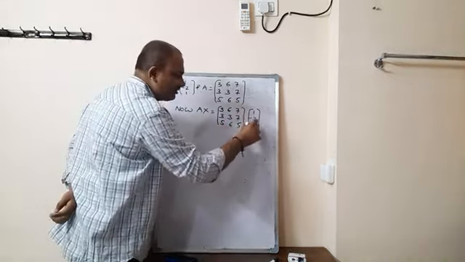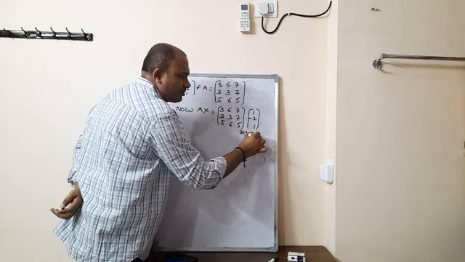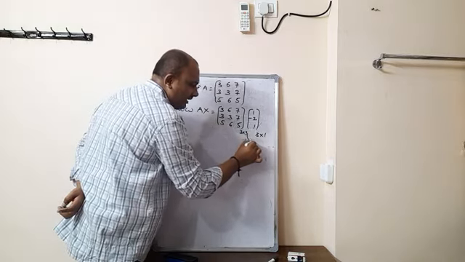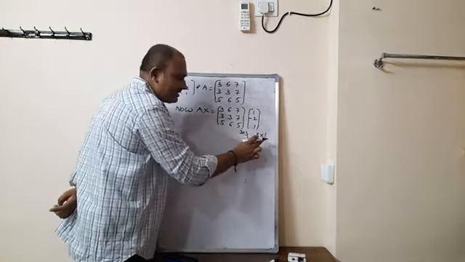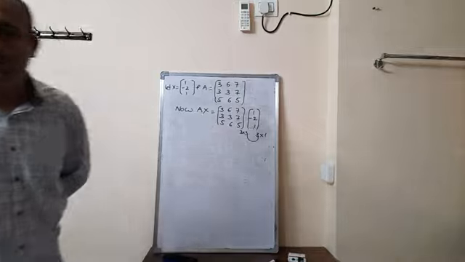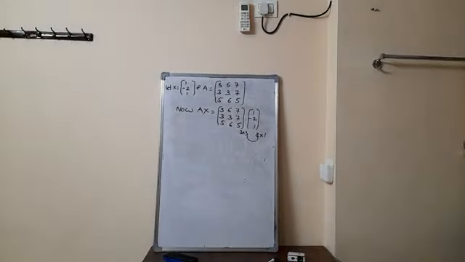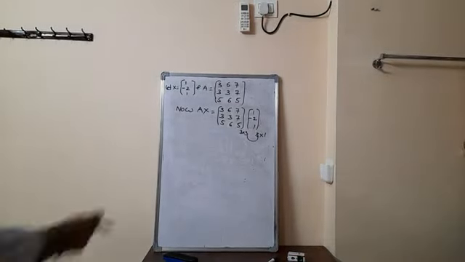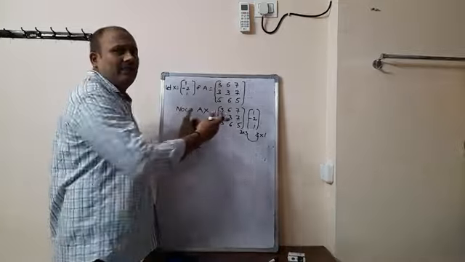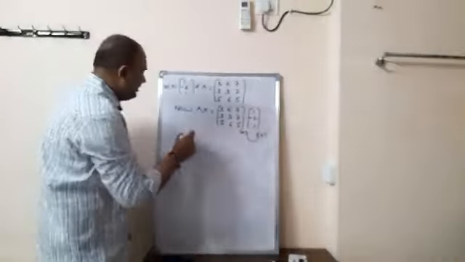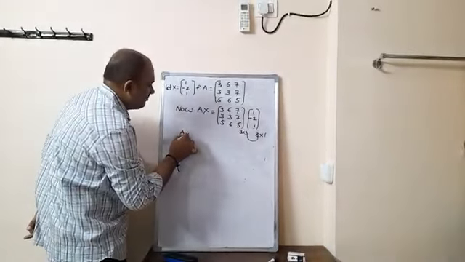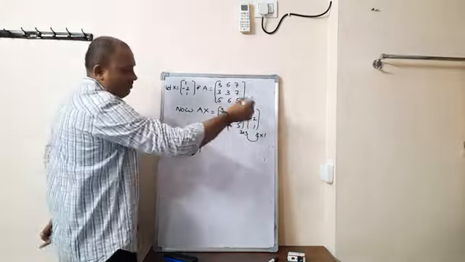What is the order of this one? How many rows? 3 rows. How many columns? 1 column. Here, first matrix column size is equal to second matrix row size. Both are equal. Then only we can multiply these two matrices. Ax equals to multiply these two matrices.